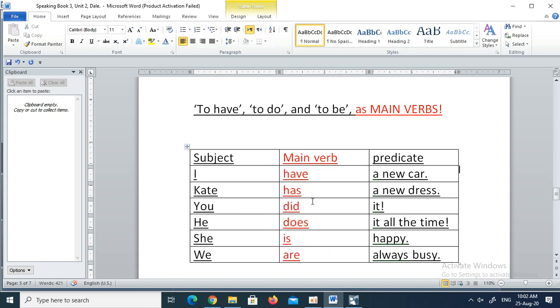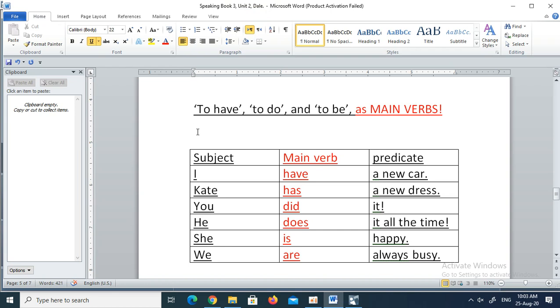Kate has a new dress. One verb only in this sentence, has. You did it. One verb only, did. He does it all the time. One verb only, does. She is happy. One verb only, is. We are always busy. One verb only, are.